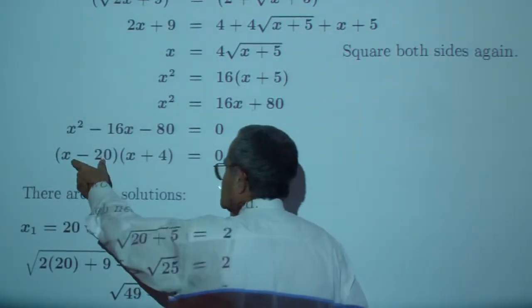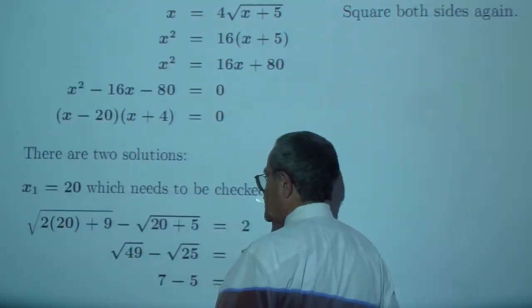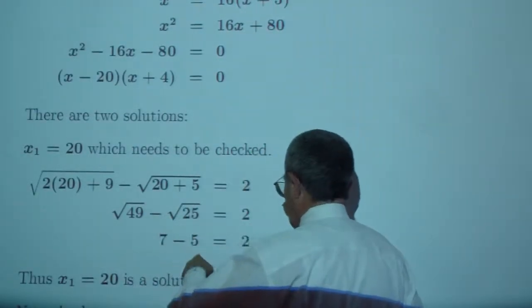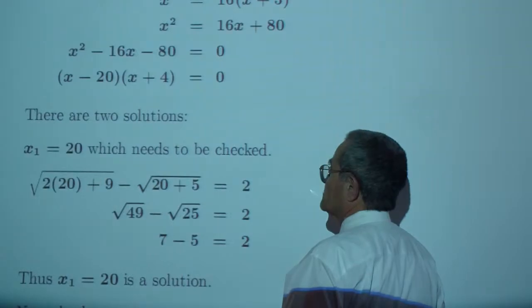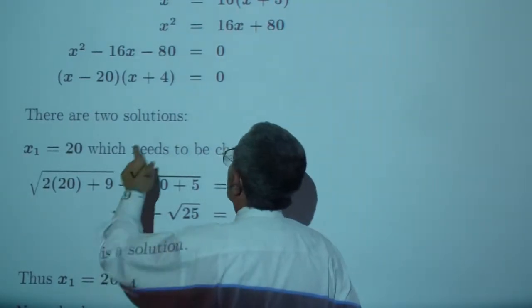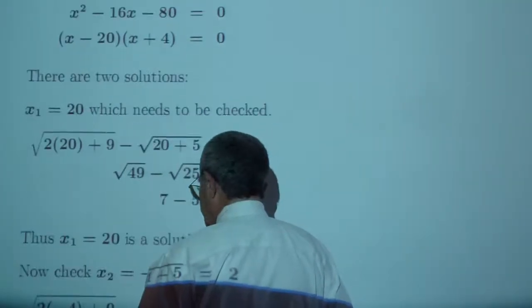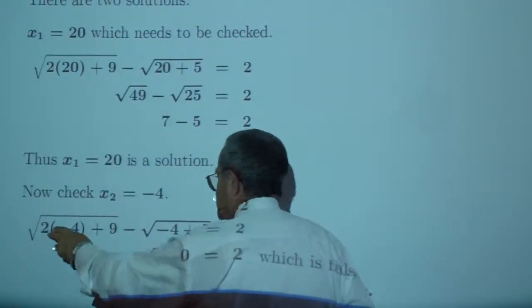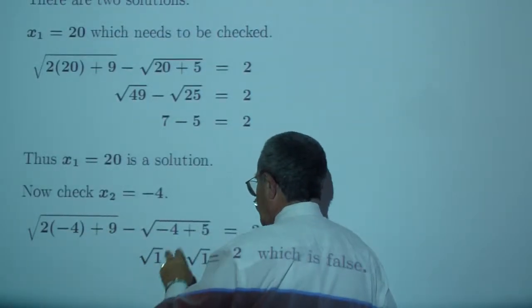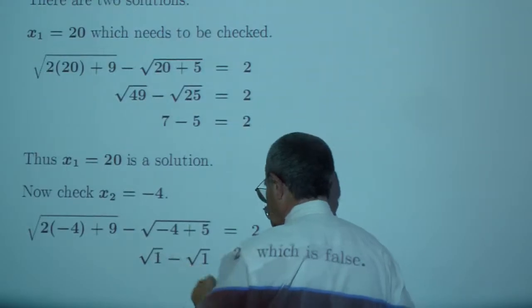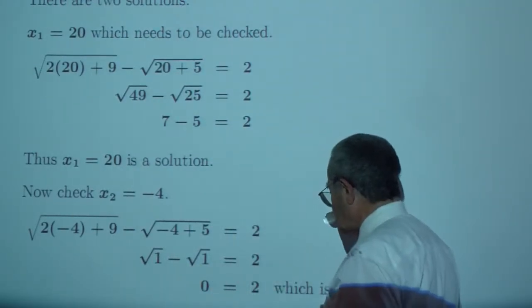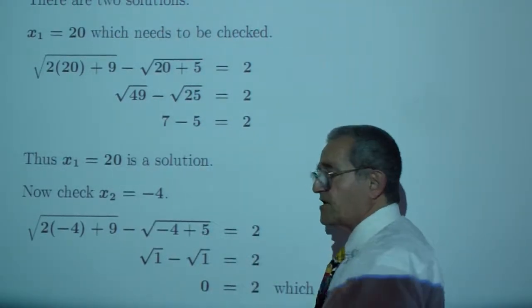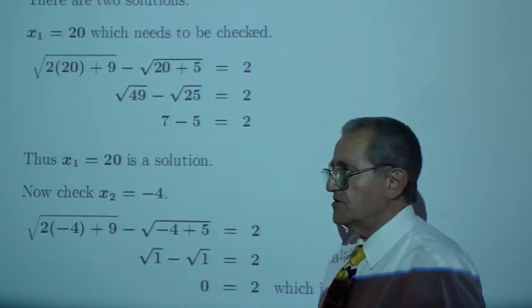So you can set this factor to 0, x is 20. And you can check the answer, and it seems to work out. Now check the other answer. X is negative 4. 2 times negative 4, 8, so you get 1, and you get 1 here. 1 minus 1 is 0, not equal to 2. X, which is negative 4, is extraneous.